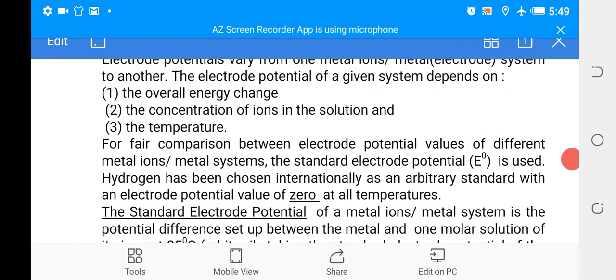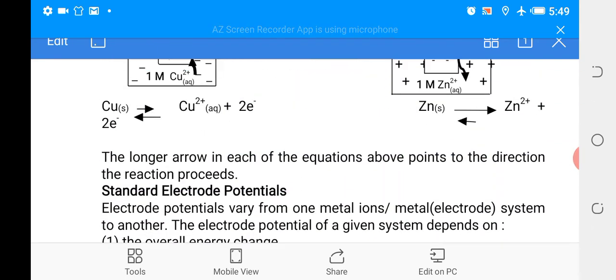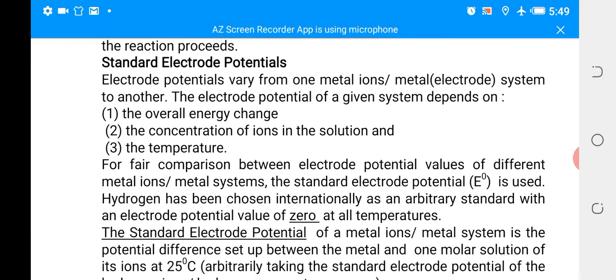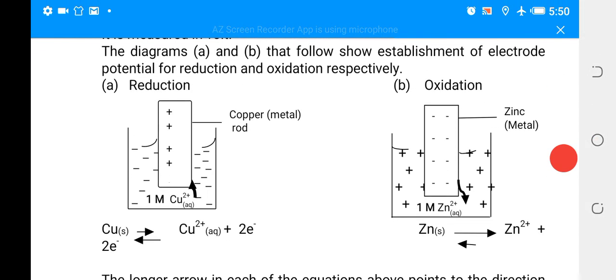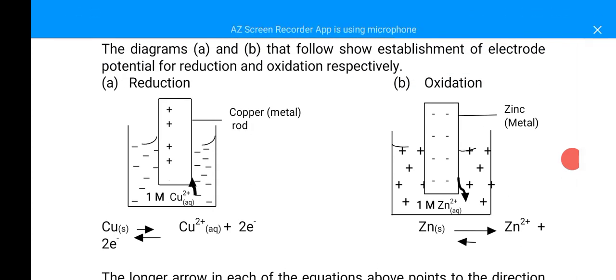So summarily, if we are asked what is electropotential? Electropotential is the kind of work done that helps in driving electrons between the interface of a metal atom and its ion. The metal atom is the electrode that's dipped inside its solution, as we have here now. We have A and B. We have copper being dipped into its solution. We have B here, we have zinc being dipped into its solution.